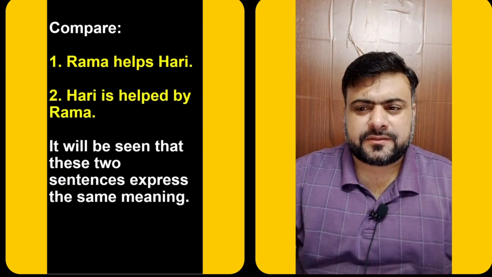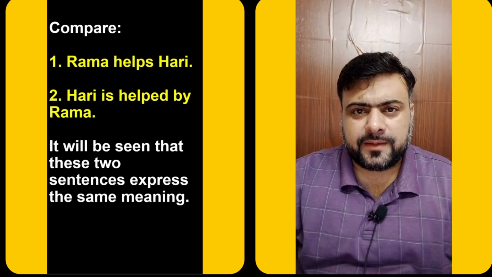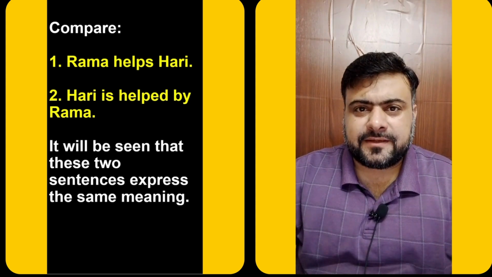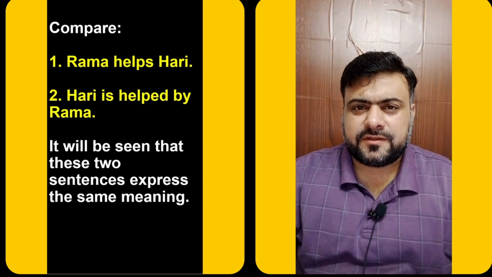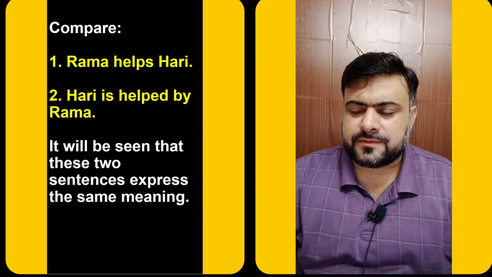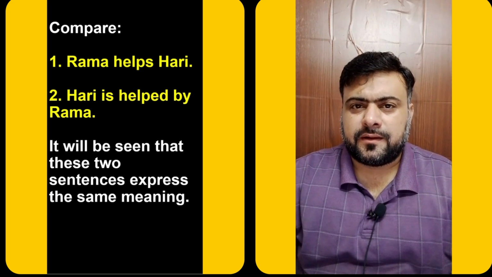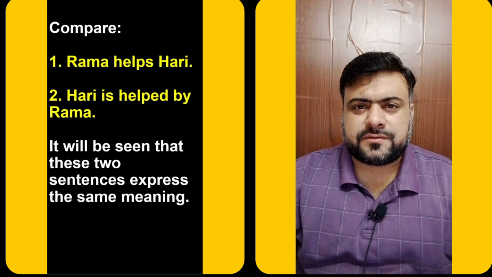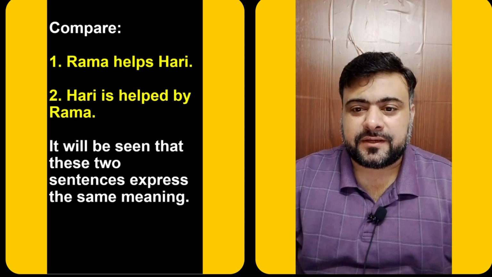Compare these two sentences. Rama helps Hari. And the second sentence, Hari is helped by Rama. What is the difference between these two sentences? It will be seen that these two sentences express the same meaning. The meaning of these two sentences is the same. So what is different about these two sentences?